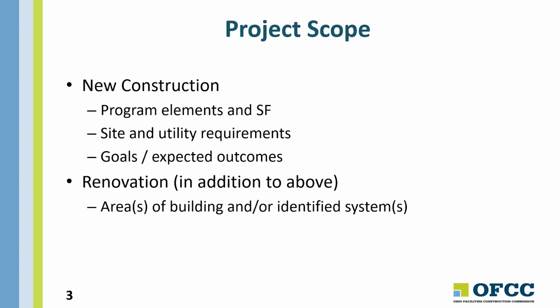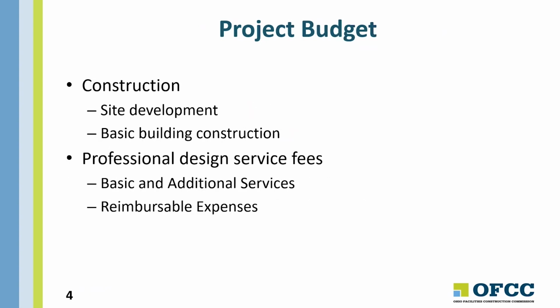So the project budget needs to include the cost for construction, which is typically broken down into two major categories: development of the site and construction of the basic building, including mechanical, electrical systems, plumbing, and so forth. There might be some technology that gets incorporated, and that may be part of your construction budget, or it might be a separate budget.